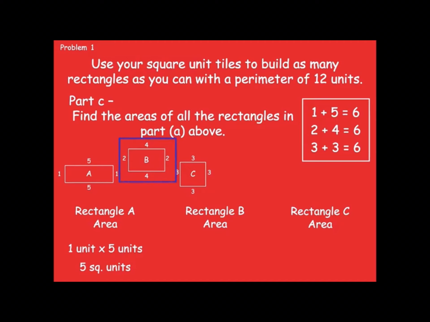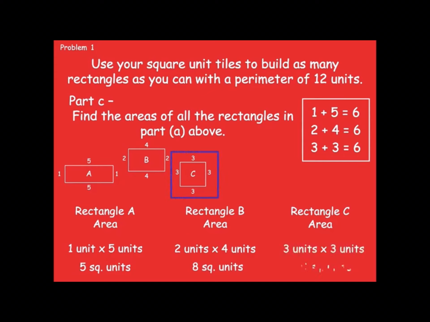All right, let's look at rectangle B. We would have the side lengths are 2 by 4, so we would have 2 units times 4 units equals 8 square units. Okay, let's look at C. 3 units times 3 units, those are the side lengths, would give us 9 square units. Okay, so those are the areas of rectangle A, B, and C.